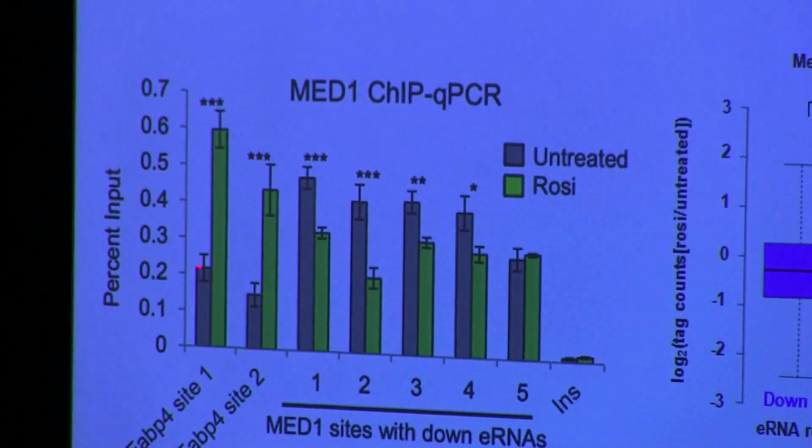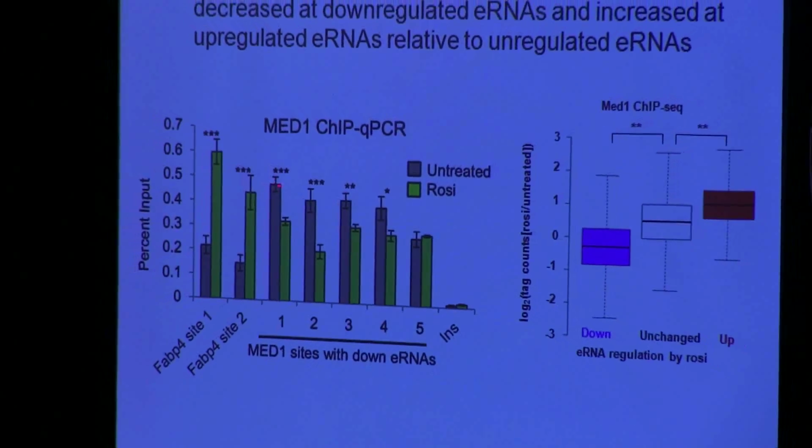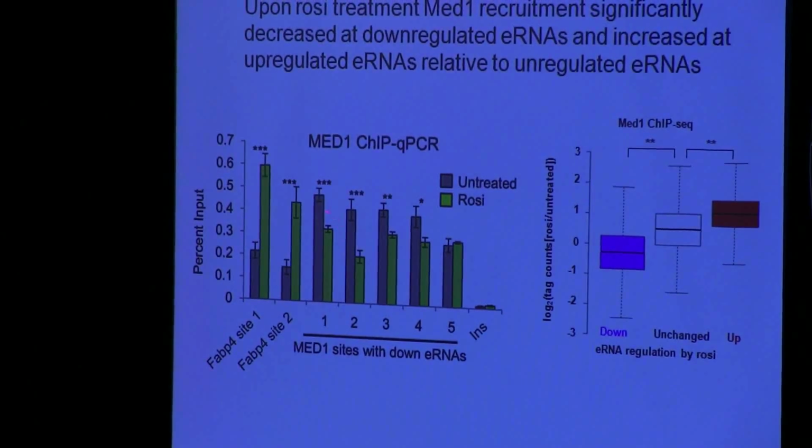So in this diagram, we showed MED1 ChIP-seq signal after TZD. Across the 45 degree line, we showed MED1 level, which is gray. So left side means MED1 is upregulated. Right means MED1 is downregulated. And we superimposed the upregulated eRNA there and found that the upregulation of MED1 corresponds well with upregulation of eRNA, and downregulation of MED1 corresponds well with downregulation of eRNA. So we also evaluated that using ChIP-PCR. For upregulated eRNA after Rosi treatment, the level of MED1 binding occupancy increased. For downregulated eRNA after Rosi treatment, MED1 binding occupancy decreased.